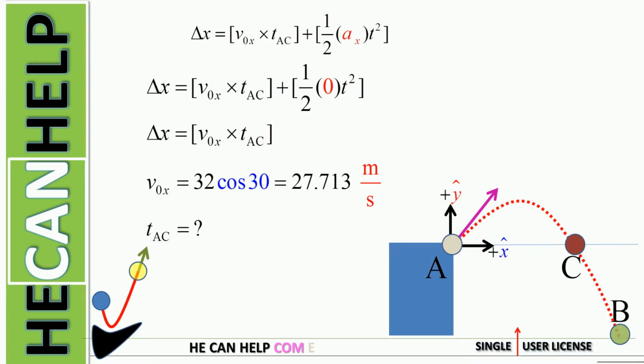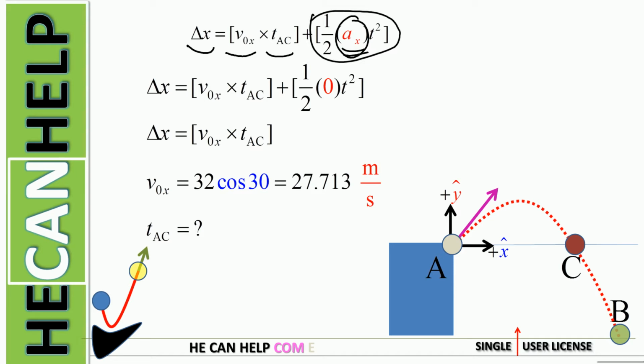What is the equation for displacement along the horizontal? Displacement along the horizontal is initial velocity along the horizontal times time to go from A to C plus 1/2 acceleration along the horizontal times time squared. Acceleration along the horizontal is 0. It is a projectile. There is no pull or push along the horizontal. That means your horizontal velocity component will remain the same forever. So this whole thing is equal to 0.